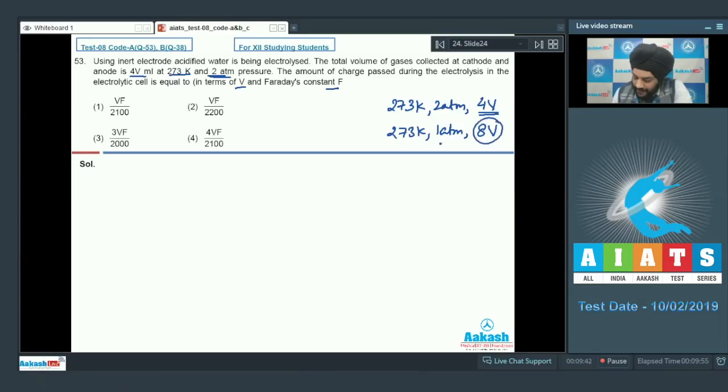So the equivalent volume when converted to STP shall be equal to 8V. So we can now deal in terms of STP, where the volume of gases liberated shall be equal to 8V. Now, if we talk about the total volume of gases which is being liberated, so we have electrolysis of water going on. It will give us H2 plus half O2.